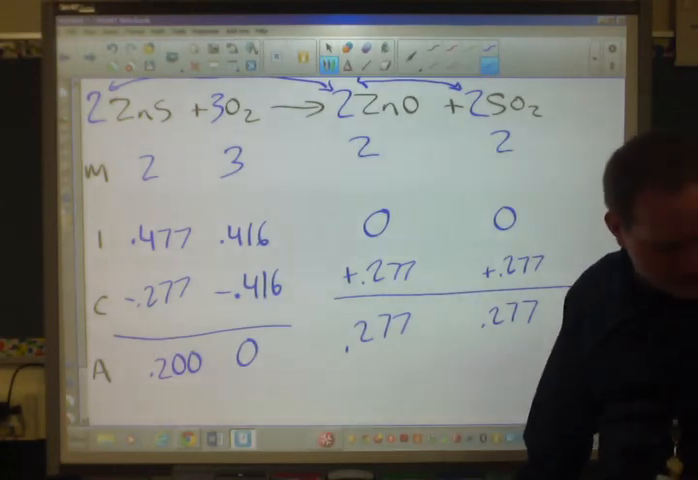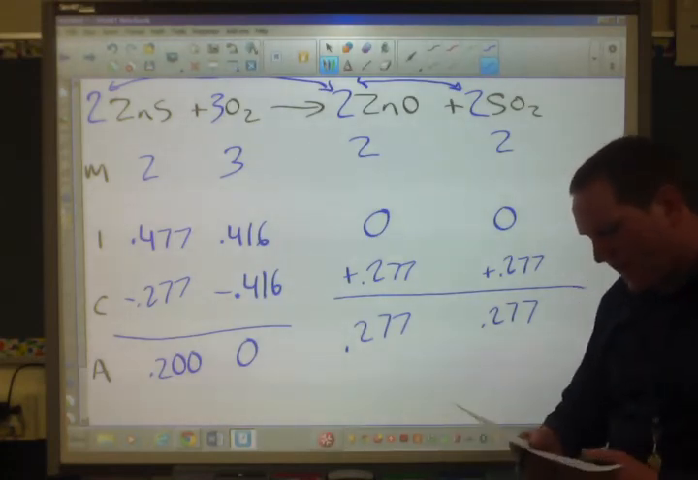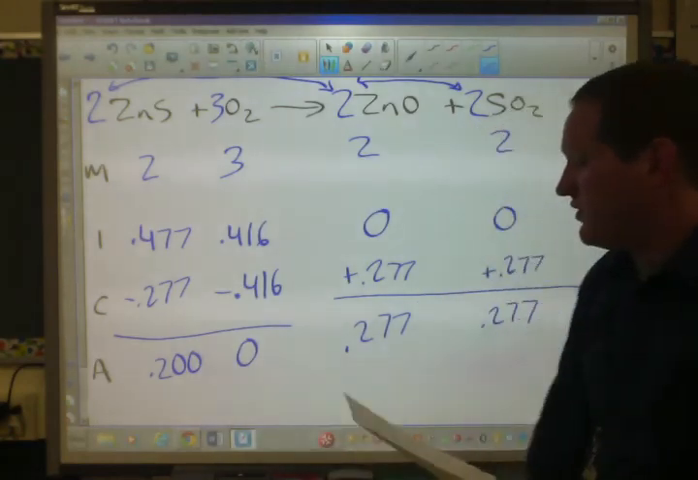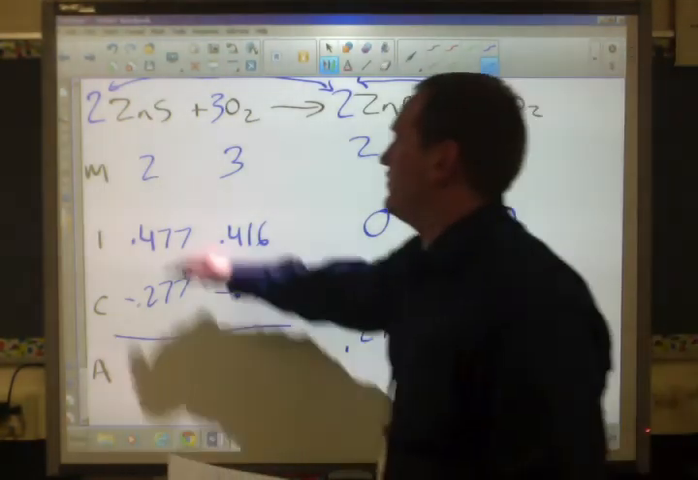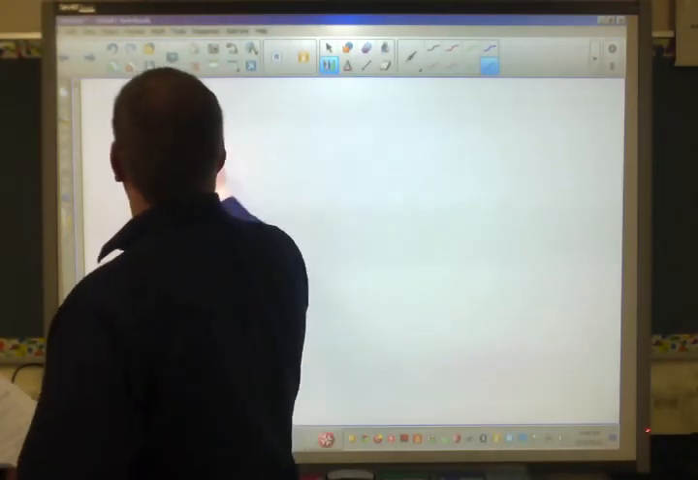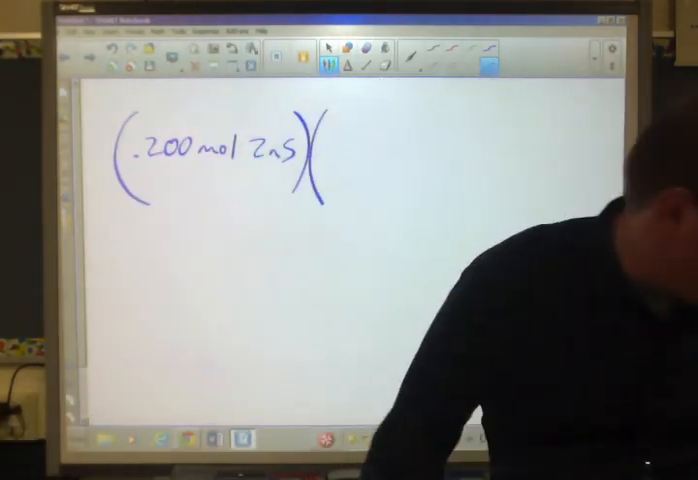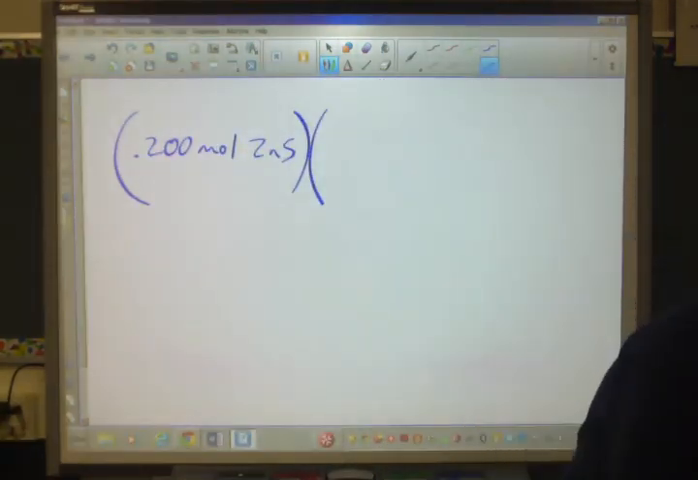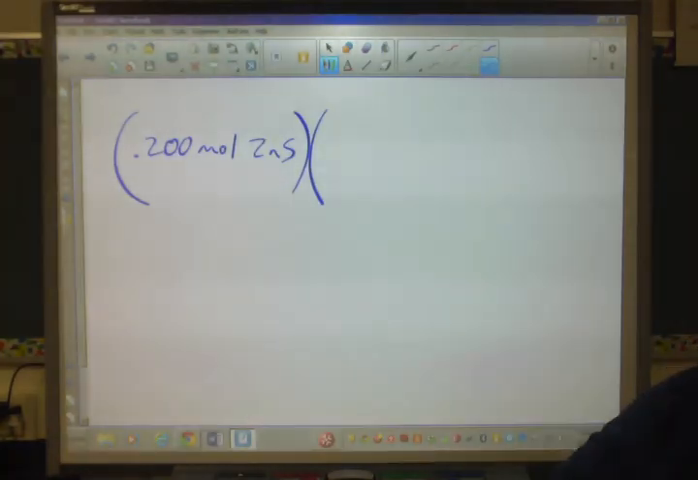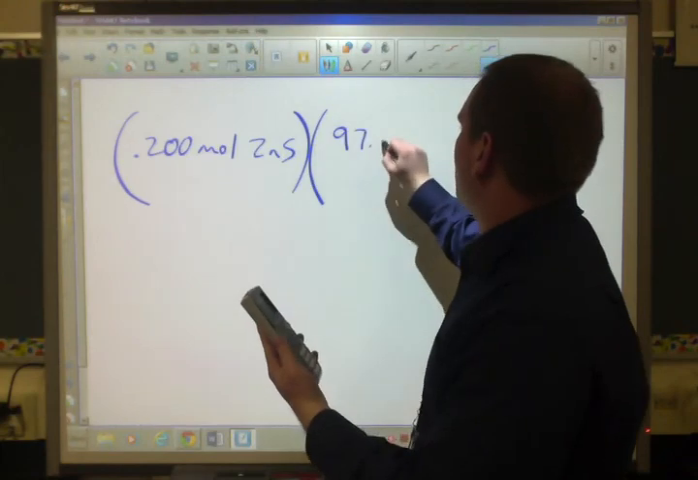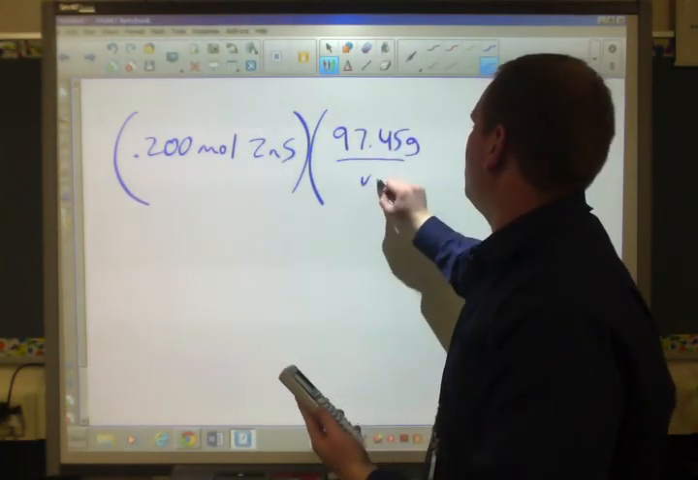I'm going to get this number of moles of these. Okay, but the problem doesn't ask for that. It says, what is the mass of the excess reagent? So the excess reagent is this. So I have 0.200 moles left over. 0.200 moles of zinc sulfide times the molar mass of zinc sulfide, which is 65.39 plus 32.06. So it's going to be 97.45 grams per mole.